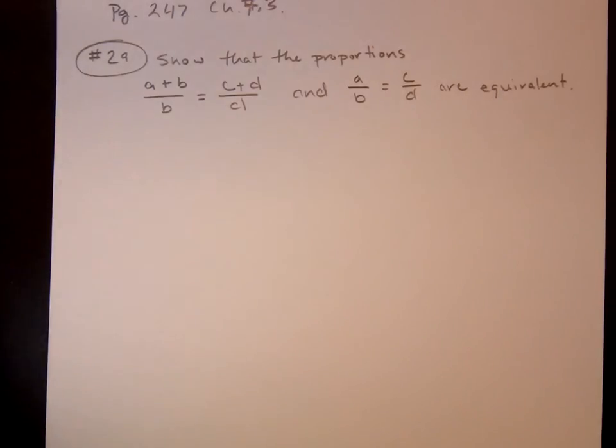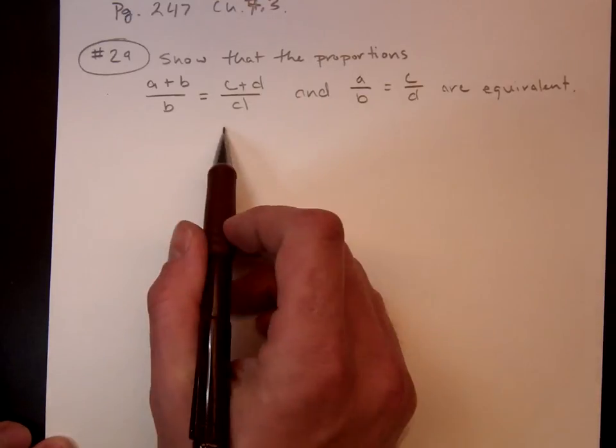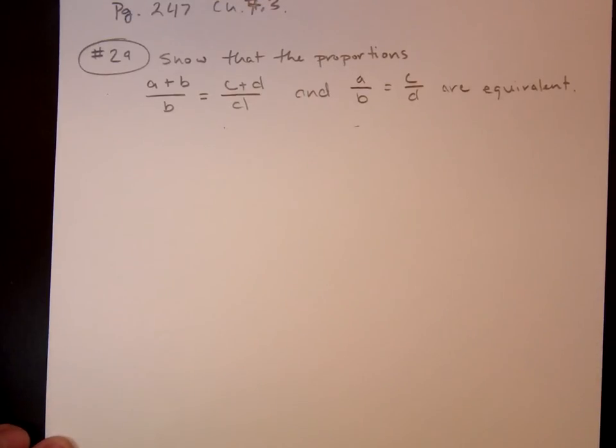All right, so this is number 29 out of chapter 7.3, and this particular problem is kind of a mini proof of sorts of one of the properties of proportions that we have learned. So there's a few ways that we could go about it, but basically in the end what we're trying to determine is that these are equal to each other.